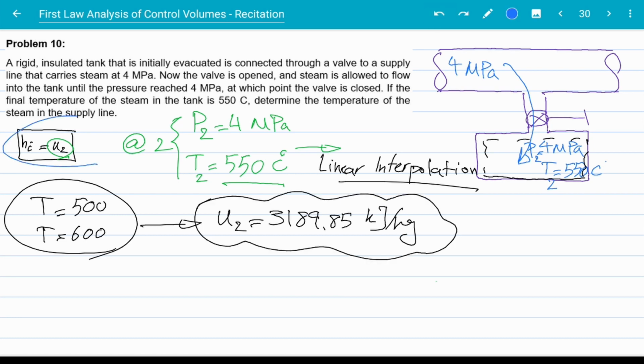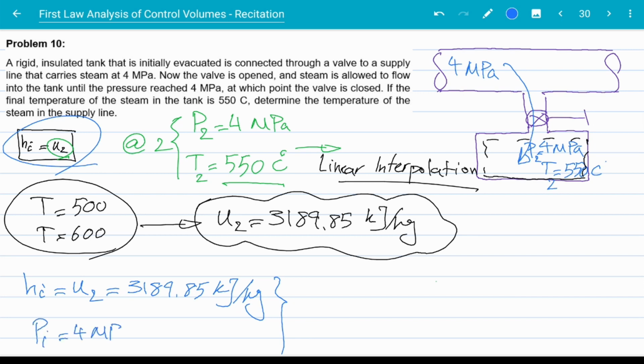Now, from our first law conclusion, I know that the enthalpy at the entrance is equal to the enthalpy of the second state. That means that the enthalpy at the entrance is 3189.85 kilojoules per kilogram. I need to check this data with the pressure of 4 megapascals. You'll notice that our enthalpy is greatly larger than the enthalpy of saturated vapor at the same pressure, 4 megapascals. So we are dealing with a superheated region.